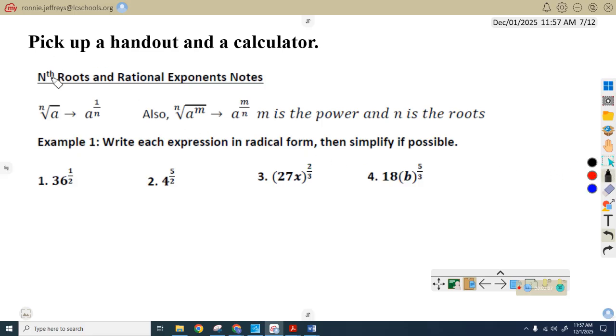All right, so we're going to talk about radicals and rationals and exponents and this, that, and other. All right.